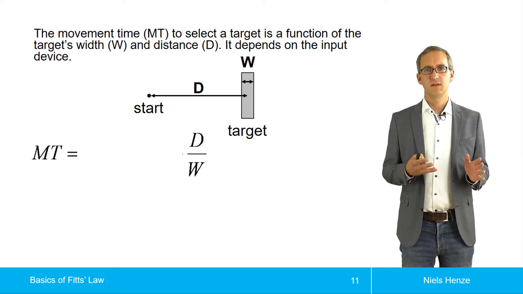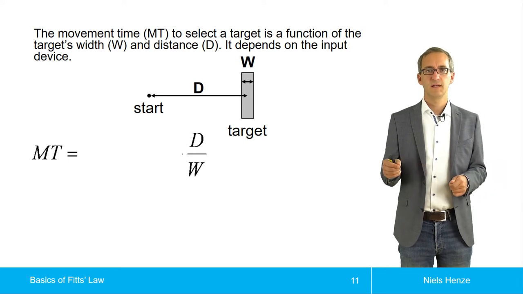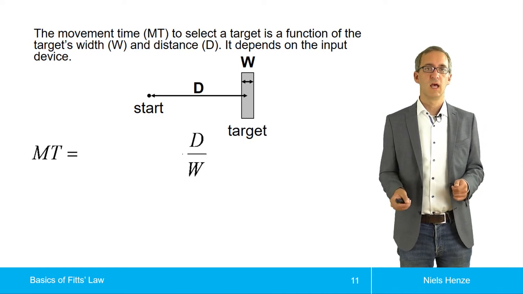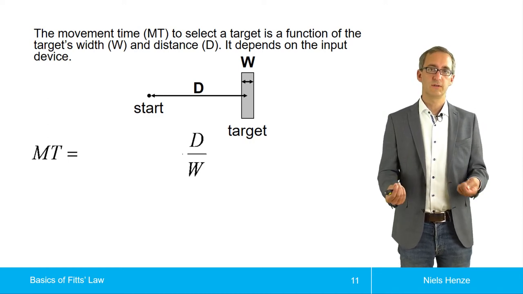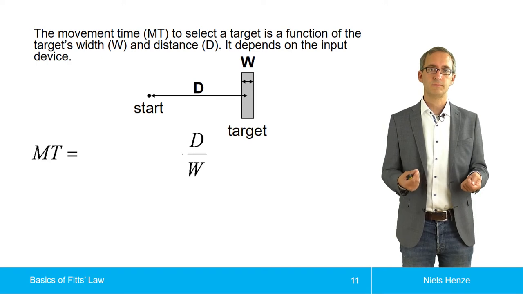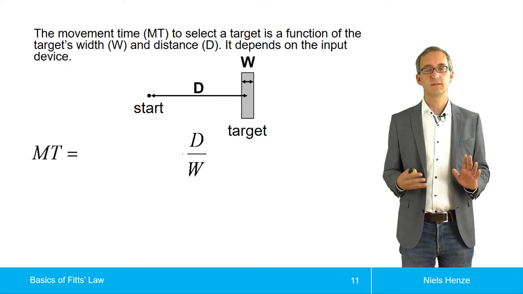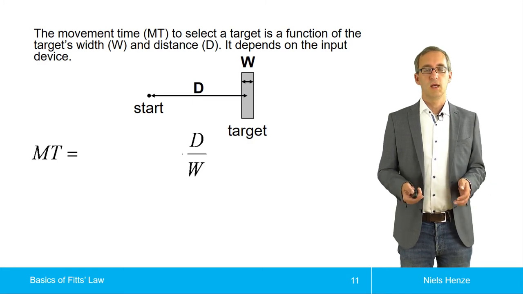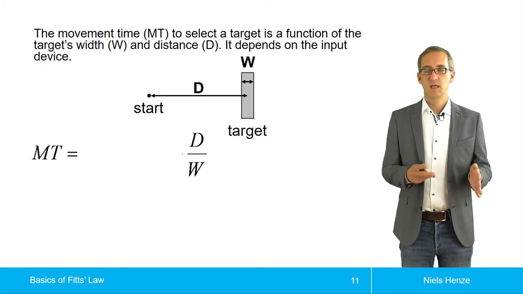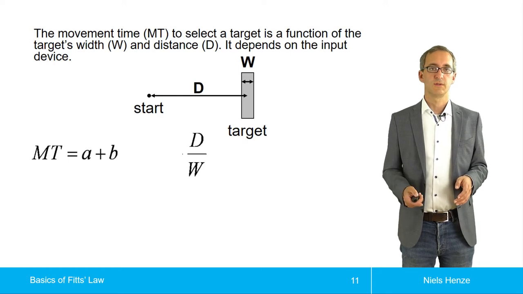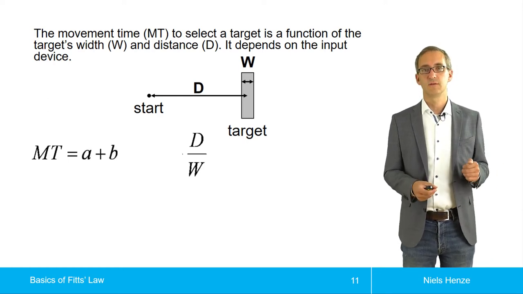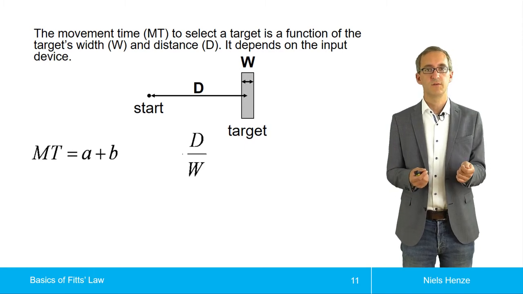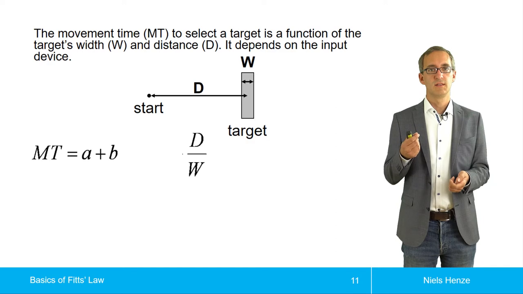Then he not only had this task with the pen and the metal plates, he had a number of different tasks. And what he learned from having different tasks with different devices is that it actually depends on the type of task or the device that people use. And so he had to cover that, and he used two constants for that, and he called them just A and B. So we have A plus B, and now we multiply B by something. So we have to put B in relationship to D and W.